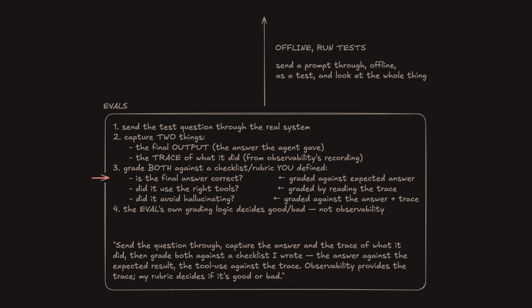Is the final answer correct? Did it use the right tools? Did it avoid hallucinating? The eval's own grading logic decides the good or bad, not observability. This is kind of like sending the question through, capturing the answer and the trace of what it did, then grading both against the checklist that is written: the answer against the expected result, the tools used against the trace, and observability provides the trace, and the rubric decides whether it's good or bad.